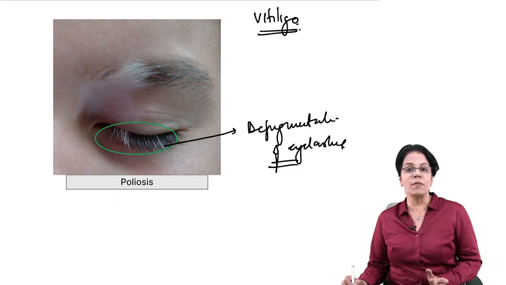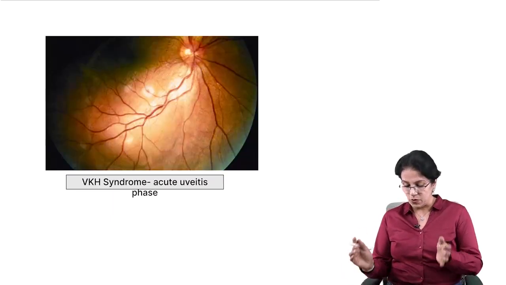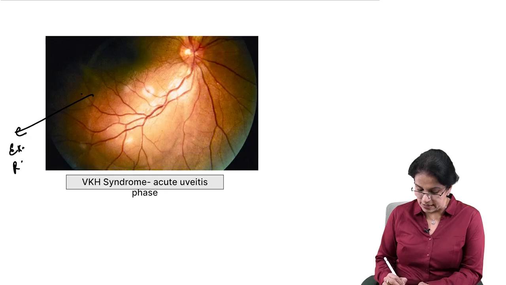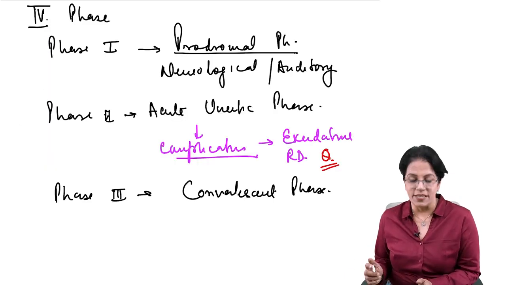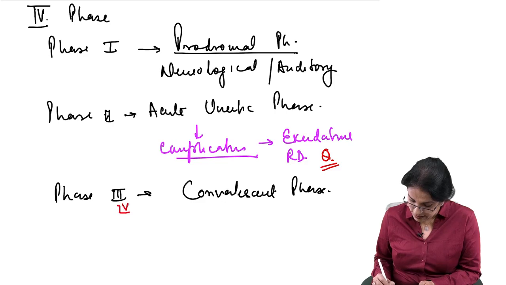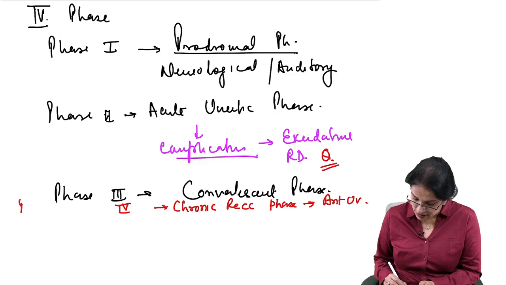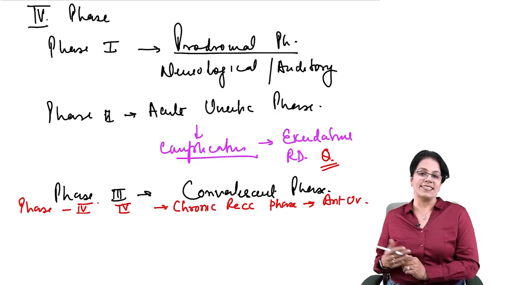And remember vitiligo. After this, of course, this is the acute uveitic phase where I told you, you can get an exudative RD. You can see the gray reflex is all going. This is because of the exudative retinal detachment. Okay, so what is the 4th phase? I'm writing here, 4th phase is chronic recurrent phase. So in a chronic recurrent phase, what you will get is mainly it presents with anterior uveitis. So this is your phase 4.